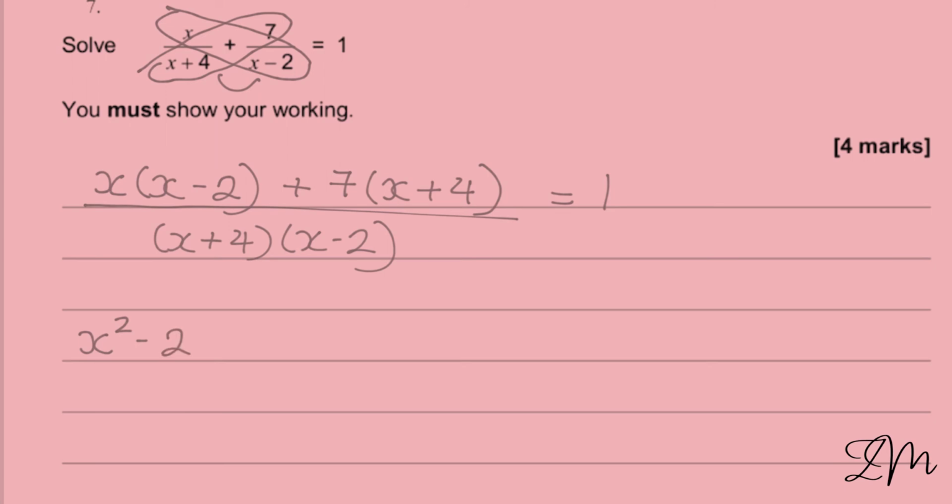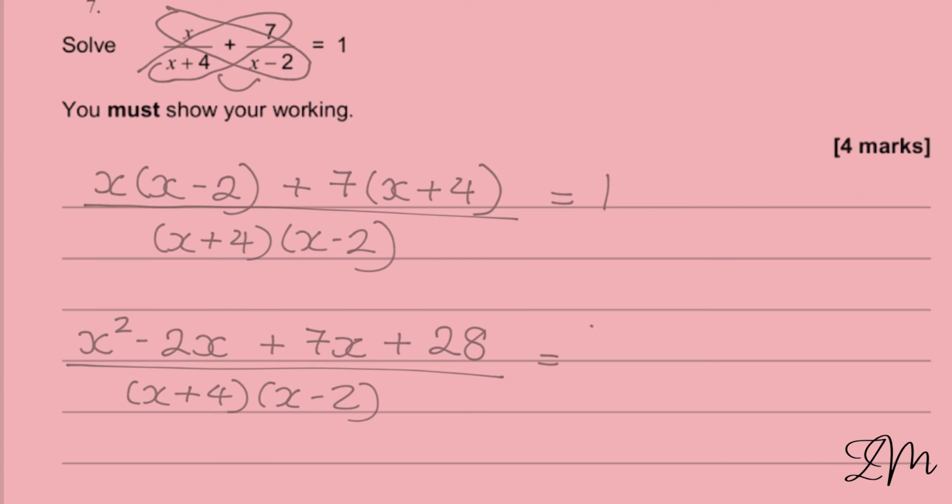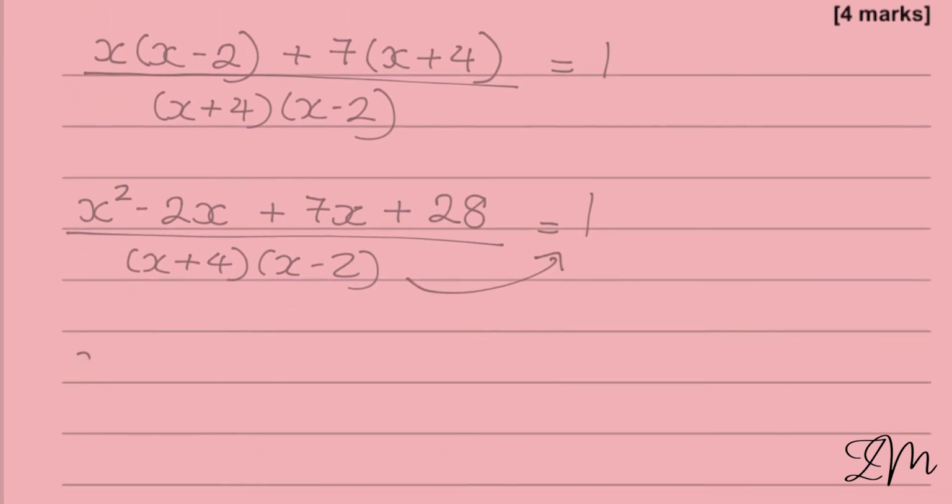I'm going to open that out. x squared minus 2x plus 7x plus 28. And now we're going to multiply this up. And in the same bit, I'm going to simplify the x's. So we get x squared plus 5x plus 28 equals x plus 4, x minus 2. We can now open up the right-hand side.